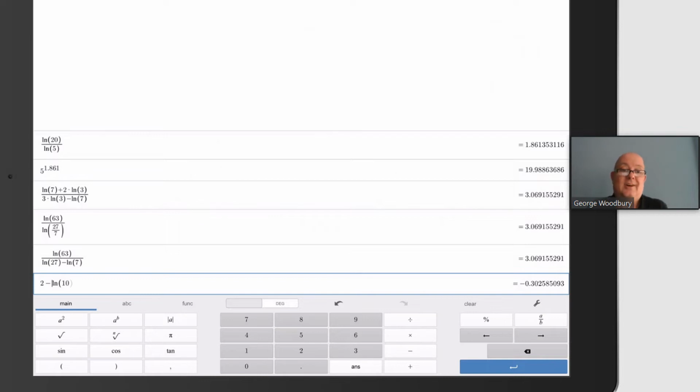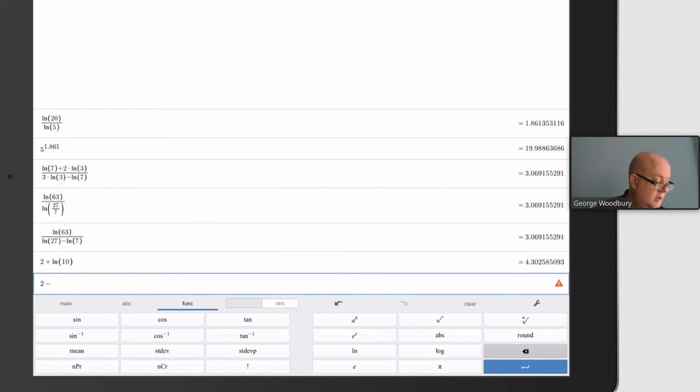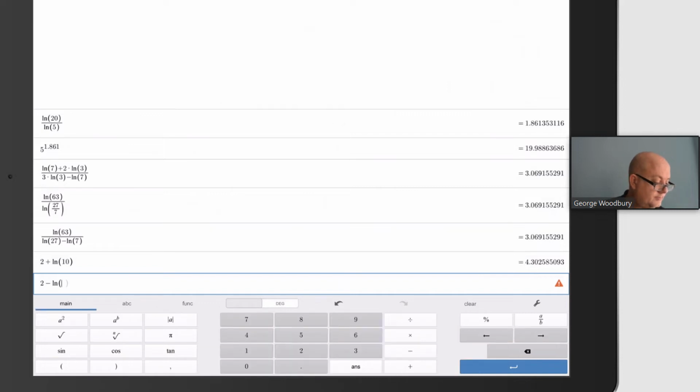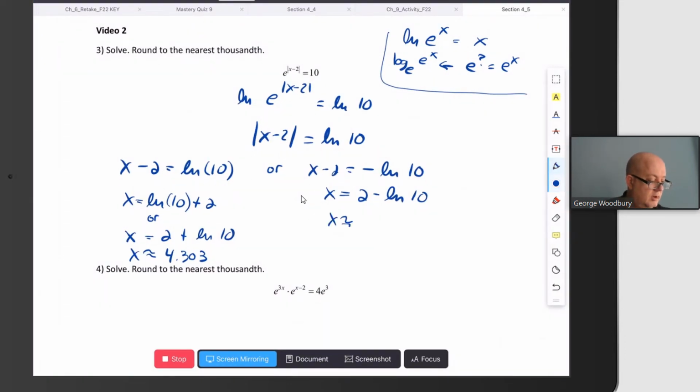Now the bad part about this is when you go to check your work, did I get that 4.303 right? It's not on the screen anymore. So I do think that it's a good idea to retype it. 2 minus the natural log of 10. So again, negative 0.303, but now I can see my previous answers on the screen and I can make sure that I type that correctly. Right, let me copy that over. x is approximately negative 0.303.